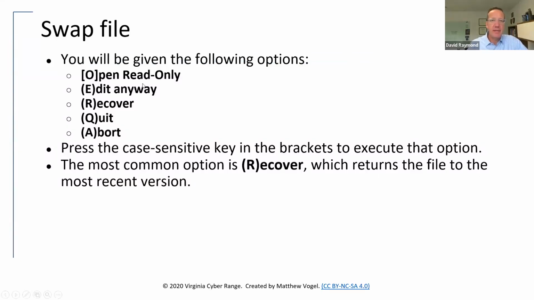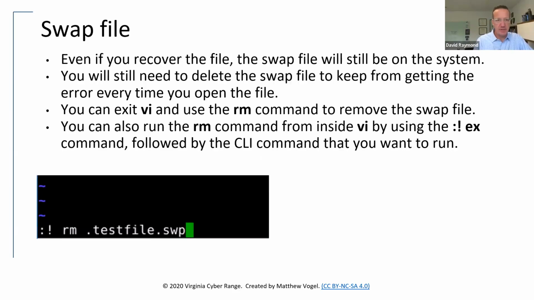So you can open the file read only. You can edit it, and if you say edit anyway, that's not going to have the changes that are in the swap file. If you hit recover, it's going to recover along with the changes in the swap file. If you quit, that's going to quit, and then you can delete the swap file and open again. If you do that, you're not going to get the changes that you made. Or you can abort. The most common option is recover, which returns the file to the most recent version. And then here he talks about how, if you recover, the swap file is still in the system, so you've got to delete the swap file.